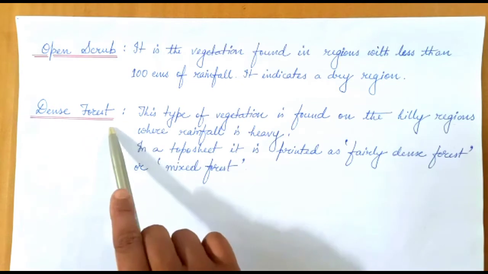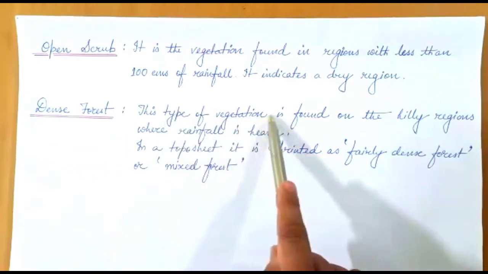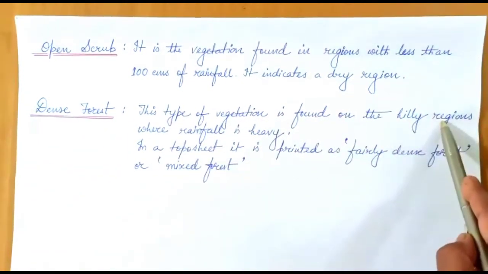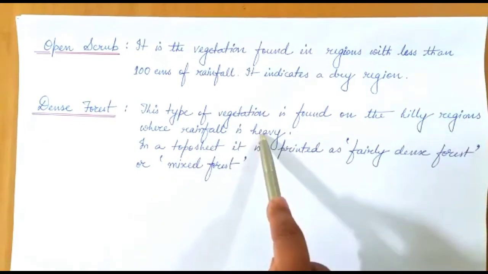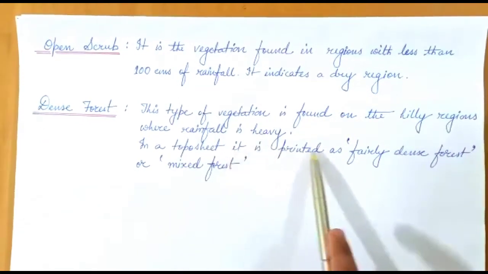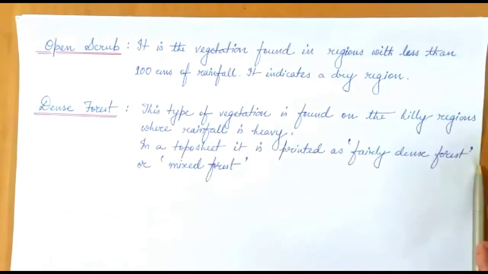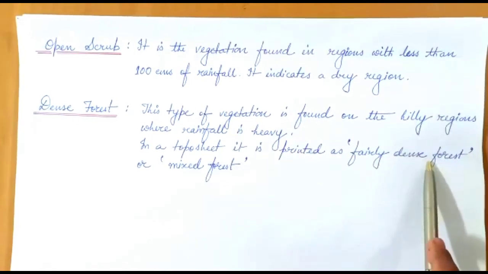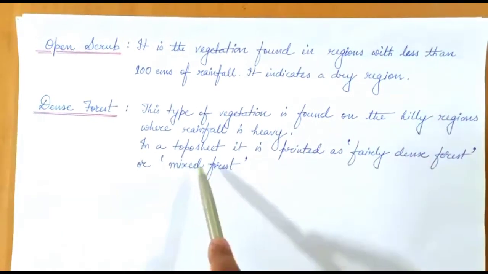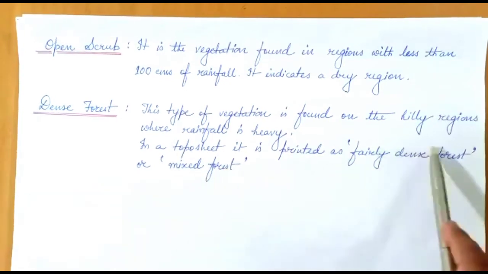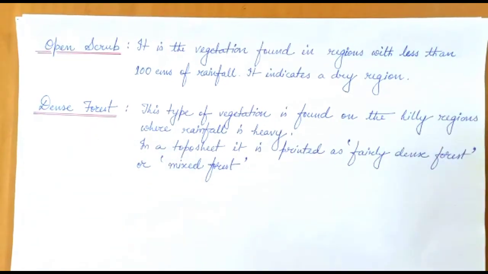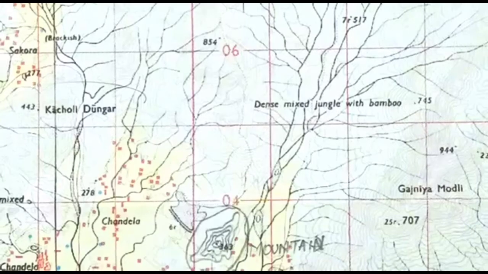The next one is dense forest. This type of vegetation is found in hilly areas where rainfall is heavy. In the topo sheet, it is printed as fairly dense jungle or fairly dense forest or mixed forest. If we find these terms, we need to understand that the rainfall is quite good and therefore it can support dense vegetation.